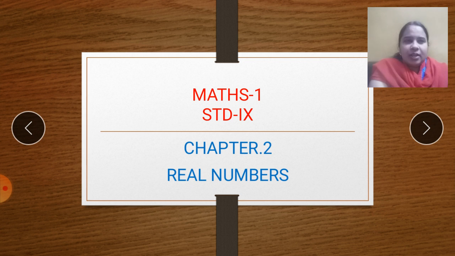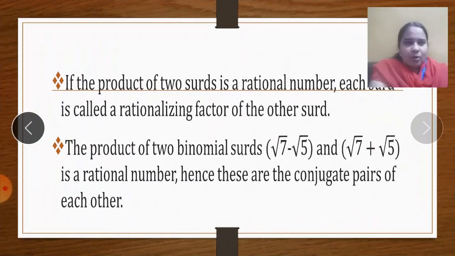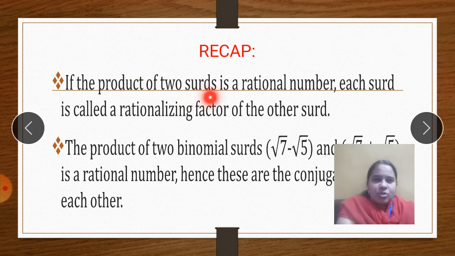But before we do that, let us quickly recap what we have already learned in the previous session. First, if the product of two surds is a rational number, each surd is called a rationalizing factor of the other surd. Now, I hope you know the meaning of the word rationalizing factor. We have solved sums based on this in the previous session.